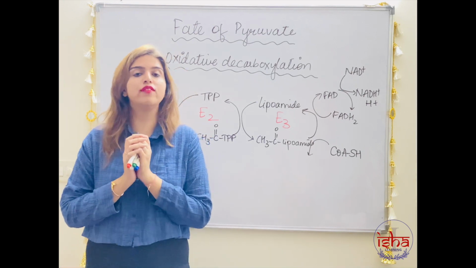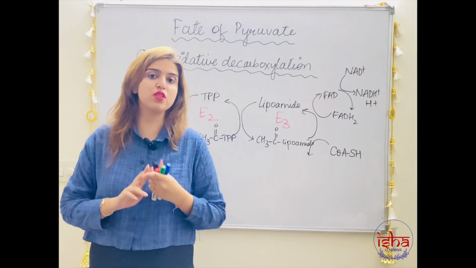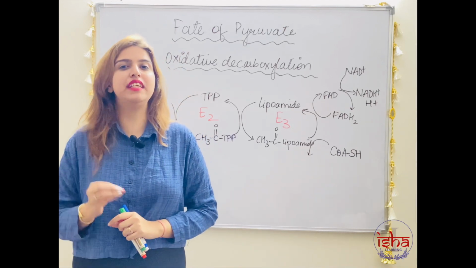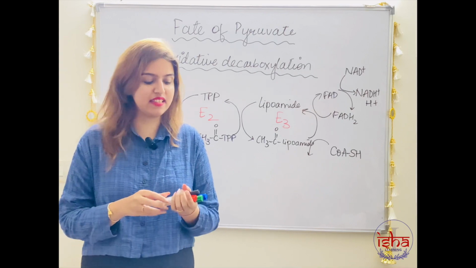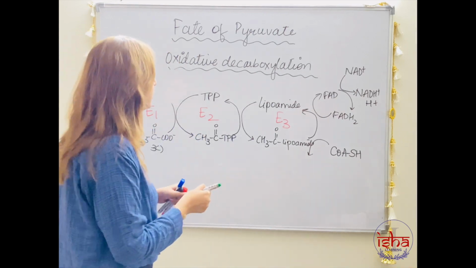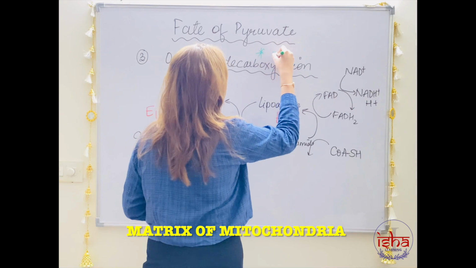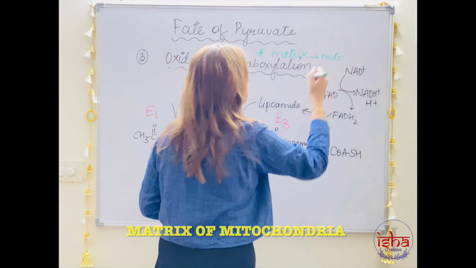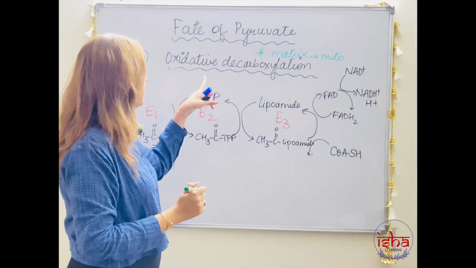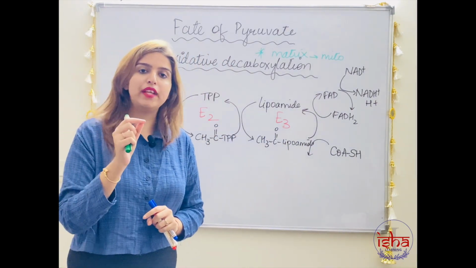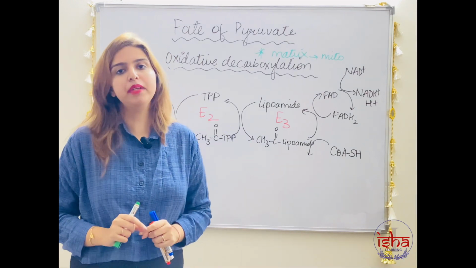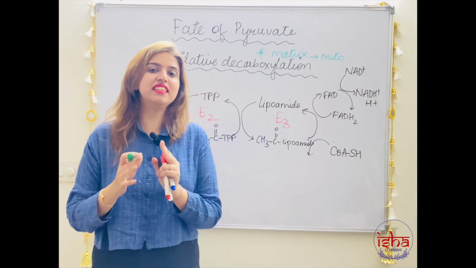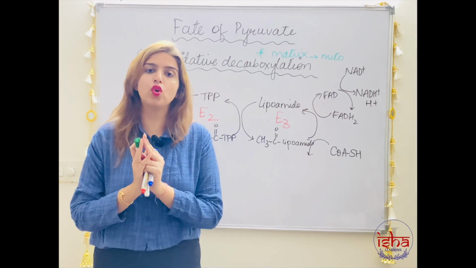Please take note of this fact that the previous 2 steps were taking place in the cytoplasm of the cell and oxidative decarboxylation will take place in the mitochondrial matrix. So please note that the location is the matrix of the mitochondria. So this is an important point. This step leads to the conversion of pyruvate to acetyl-coenzyme A. Now what we need to note here is that there are a series of reactions that are going to cause it.